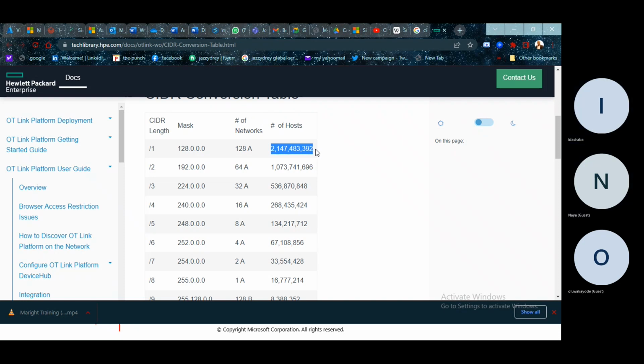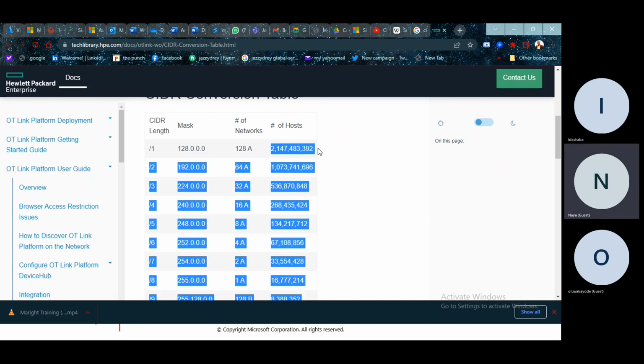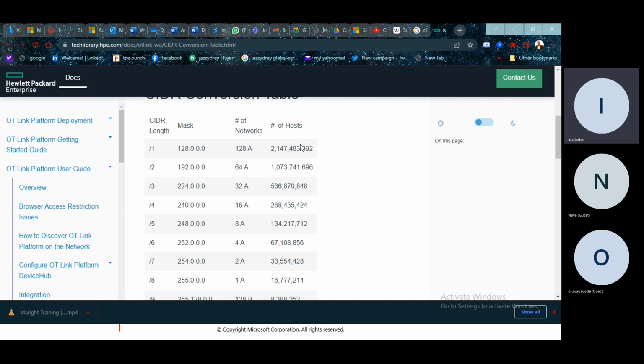Do you understand what I'm saying? So your class A, this is 134 million. This is the 2 billion concept now. Those class A own 1, 2, 3, 4, 5, 6, 7, 8, 9, 10. That's 2 billion. See now, 2 billion.